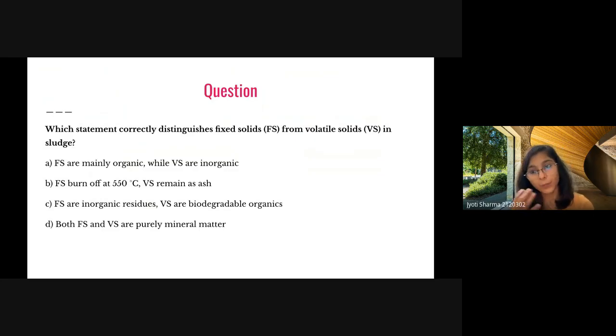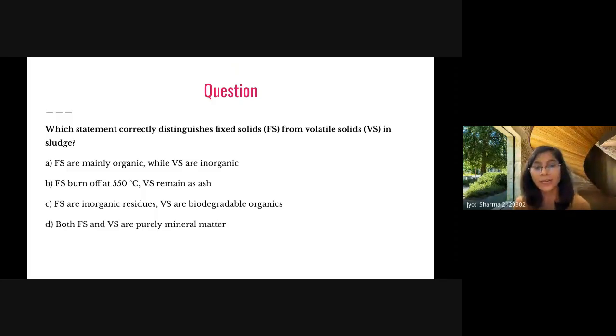Because we had the solids, right, total solid, and as I told you that total solid is made up of fixed solid and volatile solid in the sludge. And there is the question that will make you clear what is fixed solid and what do you mean by volatile solid, right? So this question is, which statement correctly distinguishes fixed solid from volatile solids in sludge? And we have four options here.